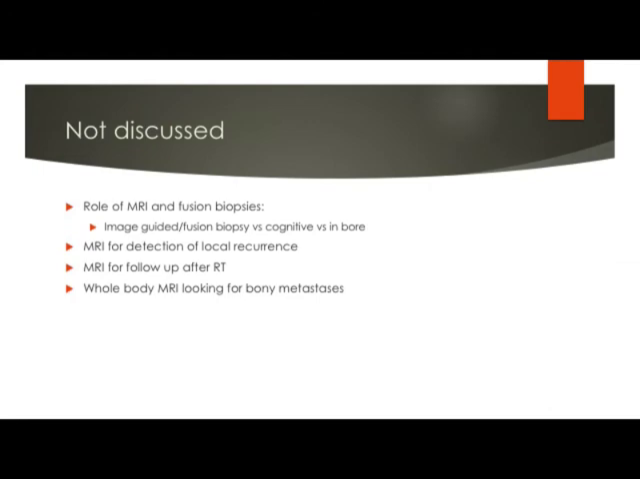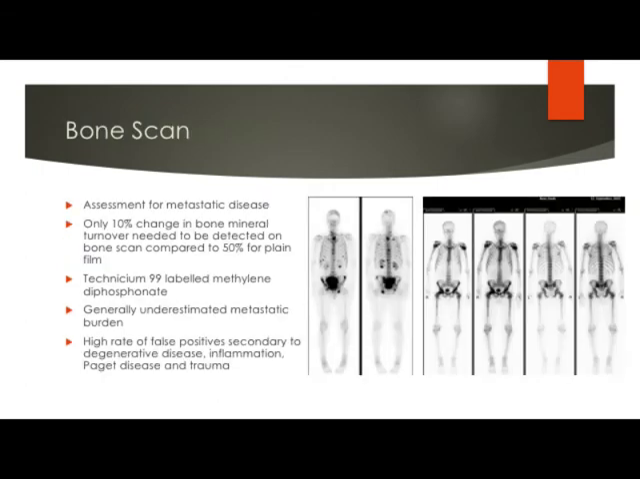And again, I have not talked about even the differences between fusion techniques and whether MRI can look for local recurrence. So there's some evidence that spectroscopy can look for local recurrence and for follow-up after radiotherapy. And again, MRI can be used as a whole body scan for looking for bony metastases.